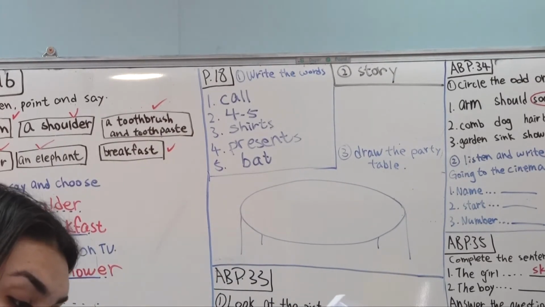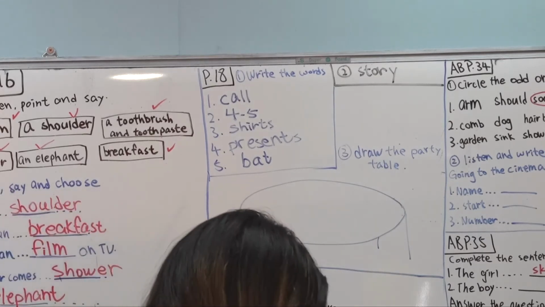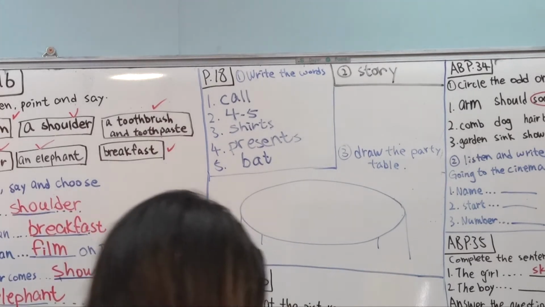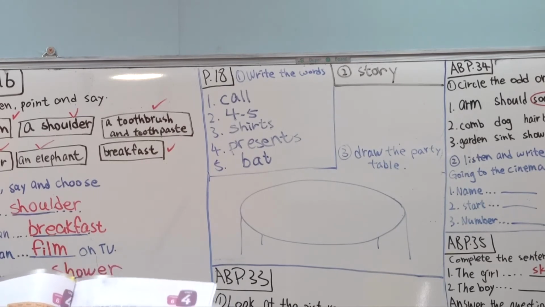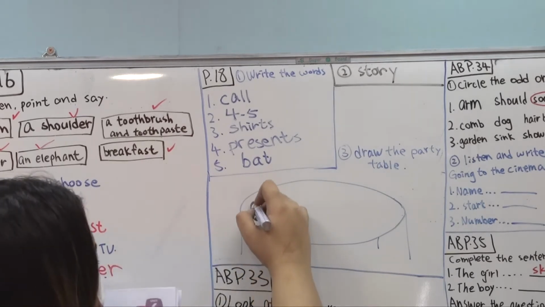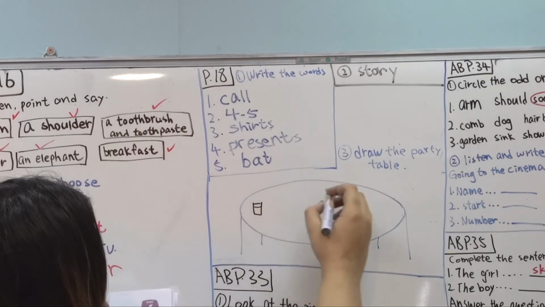Draw some glasses and bowls, bottles, plates on top of the table. You can draw it on a paper, okay? So you have to draw some glasses. Okay, I'll draw some glasses like this. Okay, glasses.